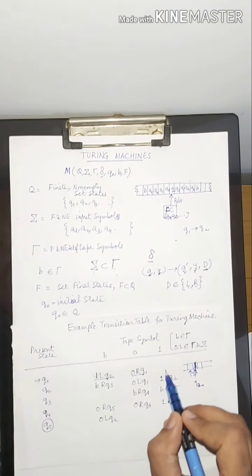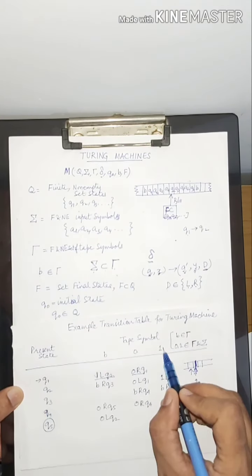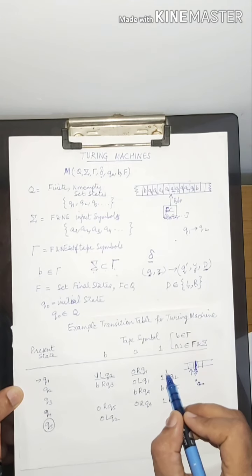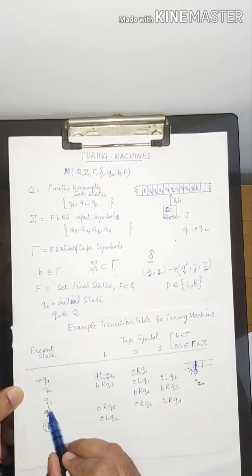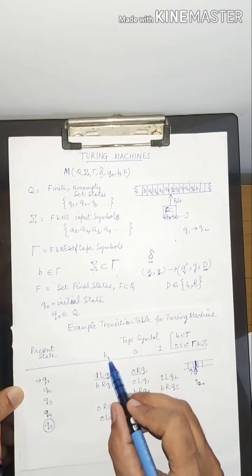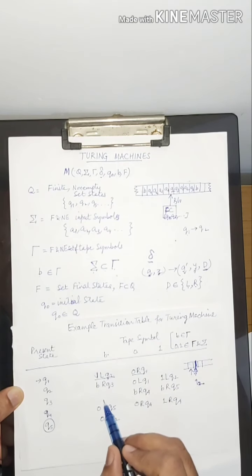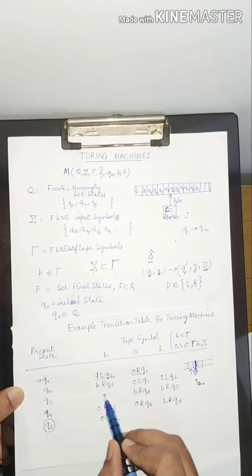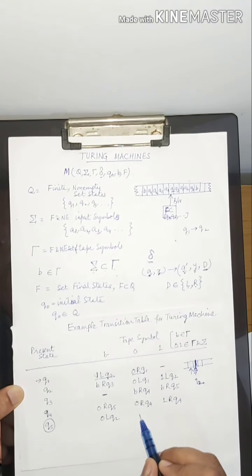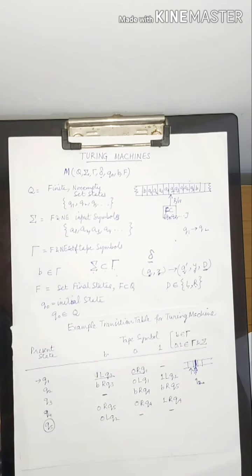But in such cases, for example, the Q1 and 1 combination will mean that the machine will halt. Similarly, if the machine is in Q3 state and it receives B as the tape symbol, as there is no entry, the machine will halt. So these are the points where your machine can halt.